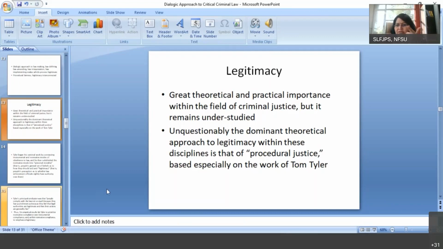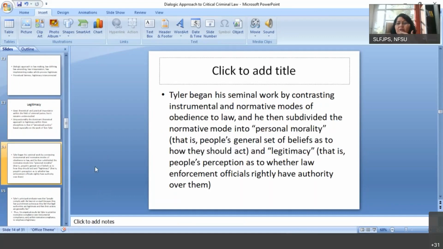So this kind of study which Tom Tyler has done is a very seminal work, and he has come out with the finding that, when we talk about legitimacy, people do not obey the law because of the sanctions, but because of their own personal morality. Most of us believe that, as a matter of my personal morality, I should comply with whatever is being said to me, because I have trust and confidence in the system.